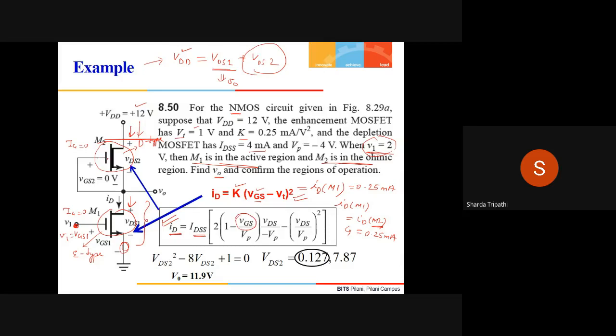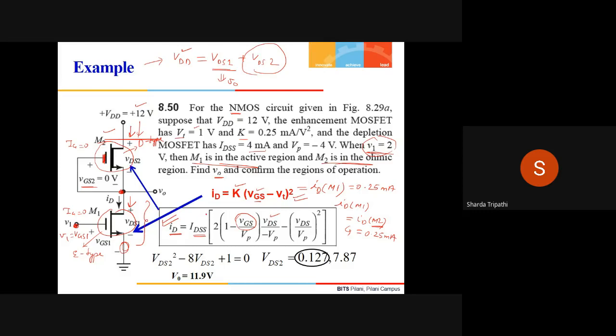So if you observe over here in the circuit, the gate of this second transistor is shorted to the source of the second transistor. That means there is no potential difference between the gate and the source for M2. Therefore, VGS2 is equal to 0. So here we can substitute 0. The value of VT is already given. VDS is what you have to find.